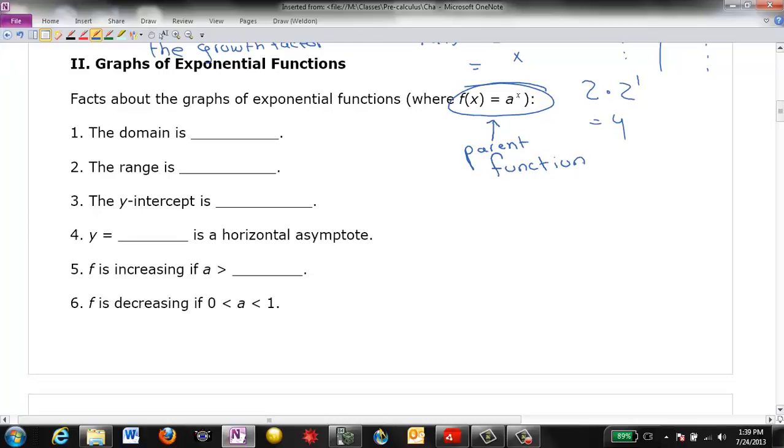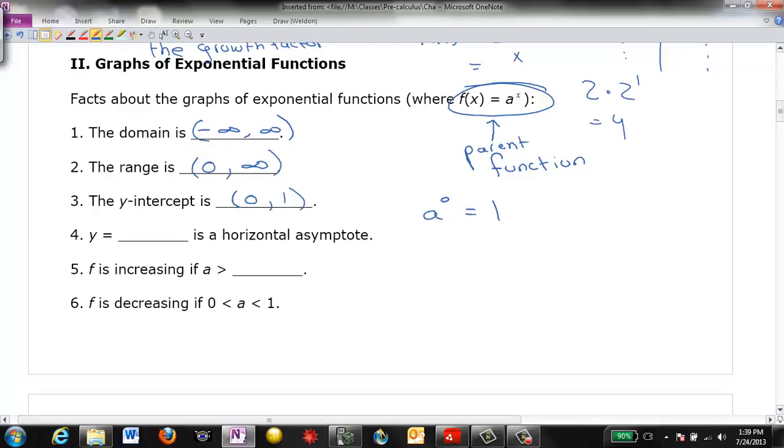As it turns out, if we have an exponential function in this form of a to the x, we know that the domain is going to be negative infinity to infinity, so I can essentially put in anything that I want for x. The range is going to be from 0 to infinity. Exponential functions cannot produce any negative numbers. They can only produce positive numbers all the way up to infinity. The y-intercept is always going to be (0, 1), and the reason is that it doesn't matter what a is, anything raised to the 0 is going to give us 1.